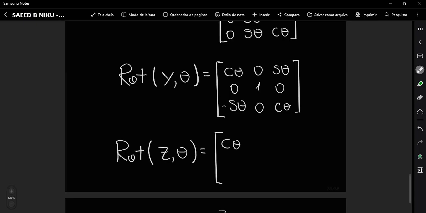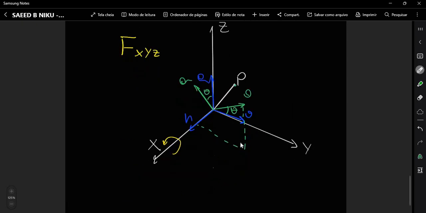Cosine of theta, sine of theta, 0, minus sine of theta, cosine of theta, 0, 0, 0, 1. Right here, a pure rotation movement above the axis y. So let's see right here.